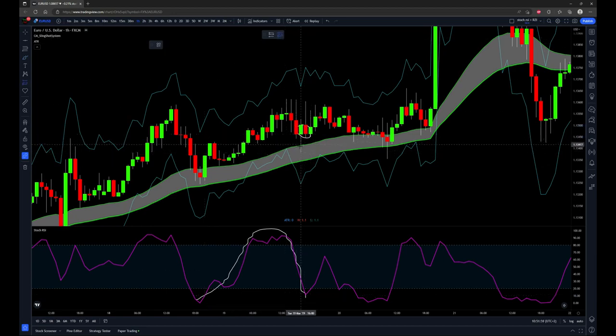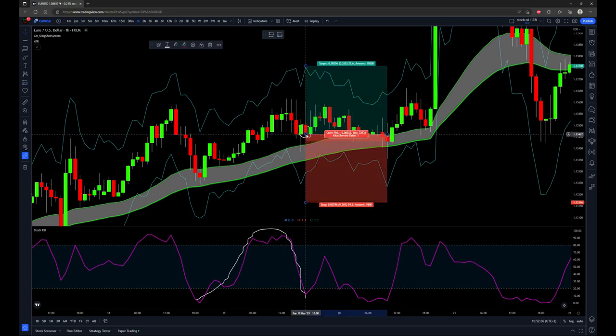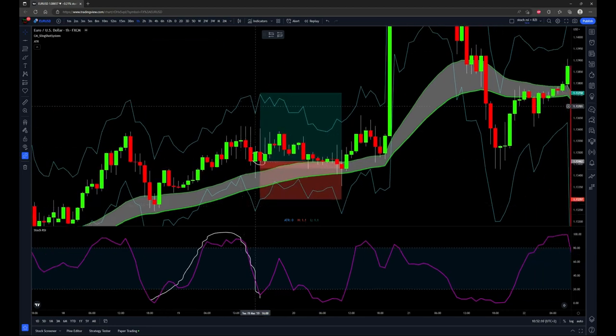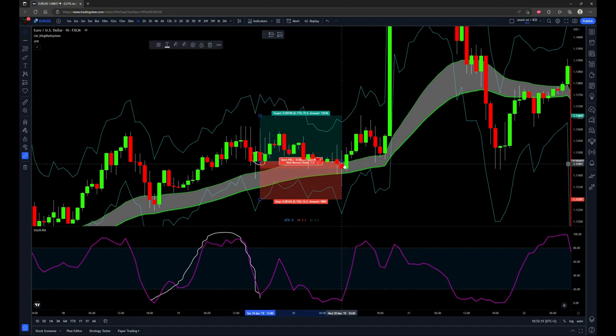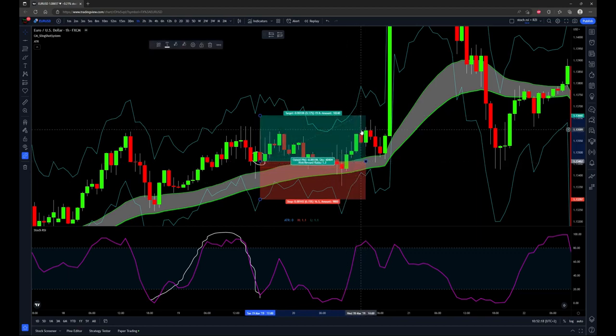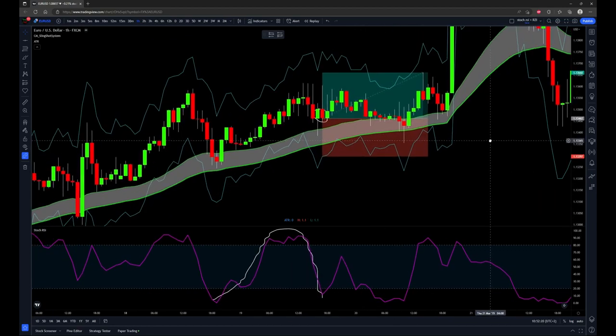We already had the pullback into the slingshot cloud, so we can take an entry on the close of this candle when all the criteria is met. And stop loss to the stop loss indicator using a 1 to 1.2 risk to reward ratio, where the profit target will be hit over here. All right, so that's going to cover it for the strategy itself.